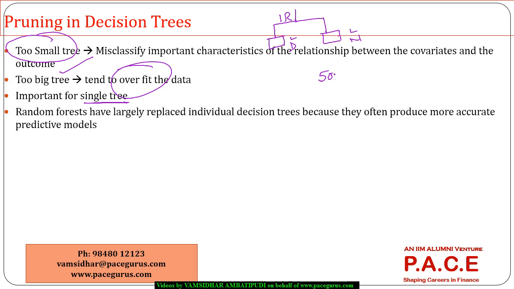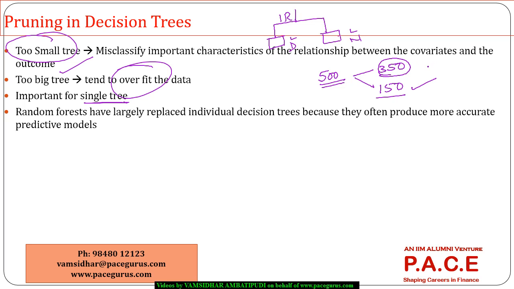Let's say I have 500 data points. Out of this, I call 350 my training data and 150 my testing data. I build a model with this 350. I test it on this 150 before I roll it out to the new data altogether. But if I build one single tree, then it's better that I do pruning.